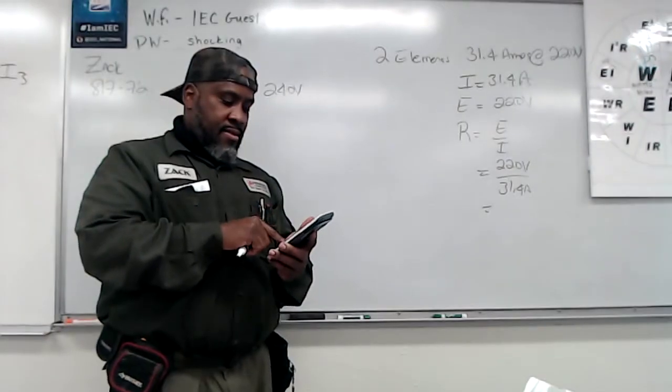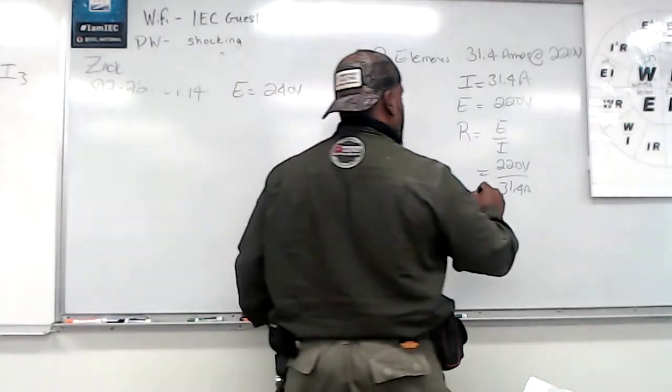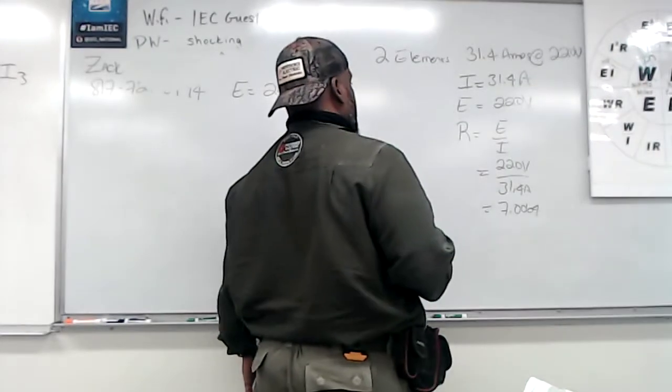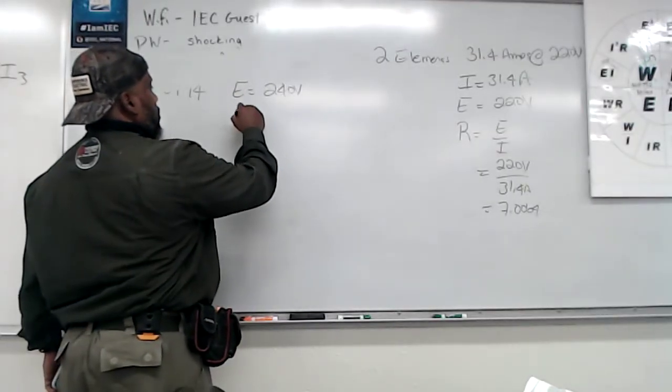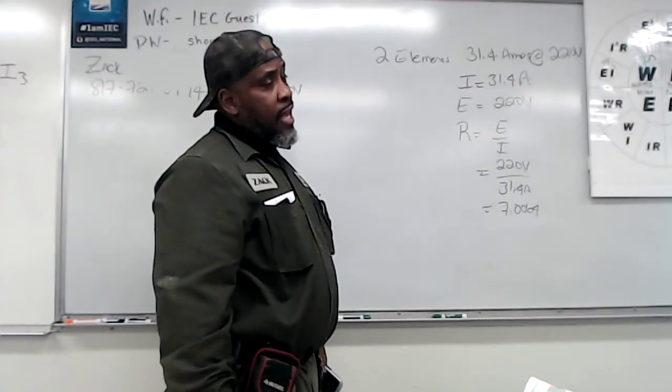It's 7.0061. 7 point what? 0061. You took it down to the letter. That's the truth. Wait, is that the truth? No, that's rated, right? Not anymore.